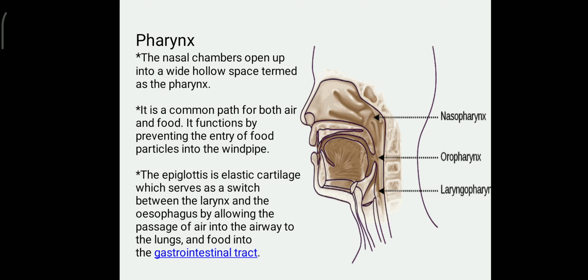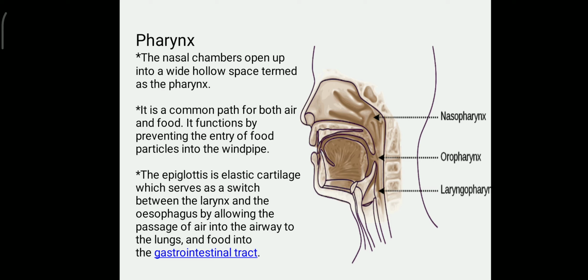So first we start with the nasal cavity, that is the nose, and then it is followed by the pharynx. The nasal chamber immediately opens into a wide hollow space called the pharynx. It is very clear in the image. It is a common path. The pharynx acts as a common path for the food and also for the air. It functions by preventing the entry of food particles into the windpipe.